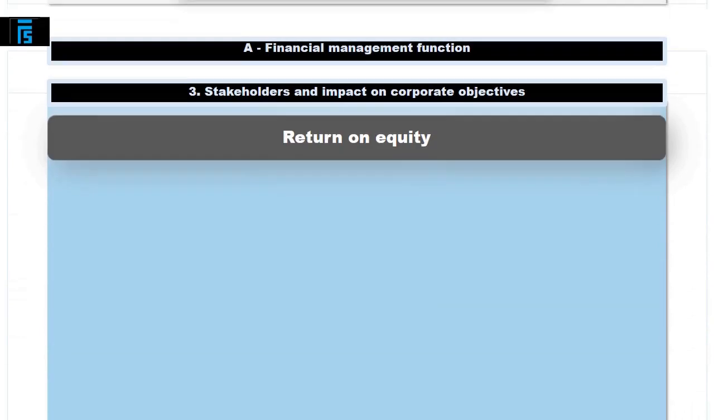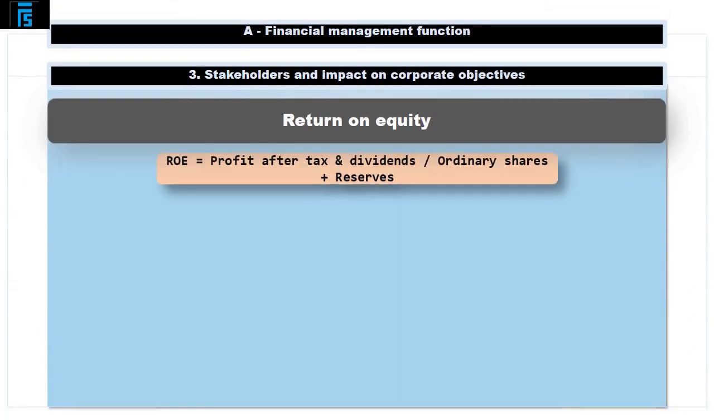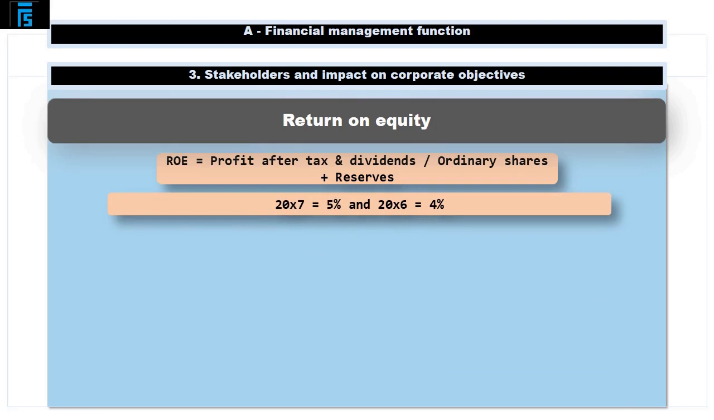The return on equity is calculated by dividing profit after tax and preference dividends by ordinary shares and reserves. Top Dog has no preference dividends, so we can just take the profit after tax. Again, we can see that the return on equity has increased slightly.